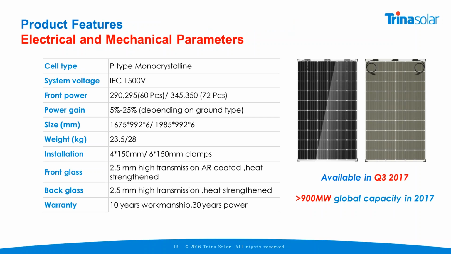So it's a high efficiency cell, with a system voltage up to 1500 volts. We present those modules with 60 cells or 72 cells, so you could get 290, 295 watts with 60 cells, or 344, 345, 350 with 72 cells. The additional power gain is between 5 and 25% depending on the ground. And it's, of course, a dual glass module with 2.5 millimeter high transmission glass on both sides.